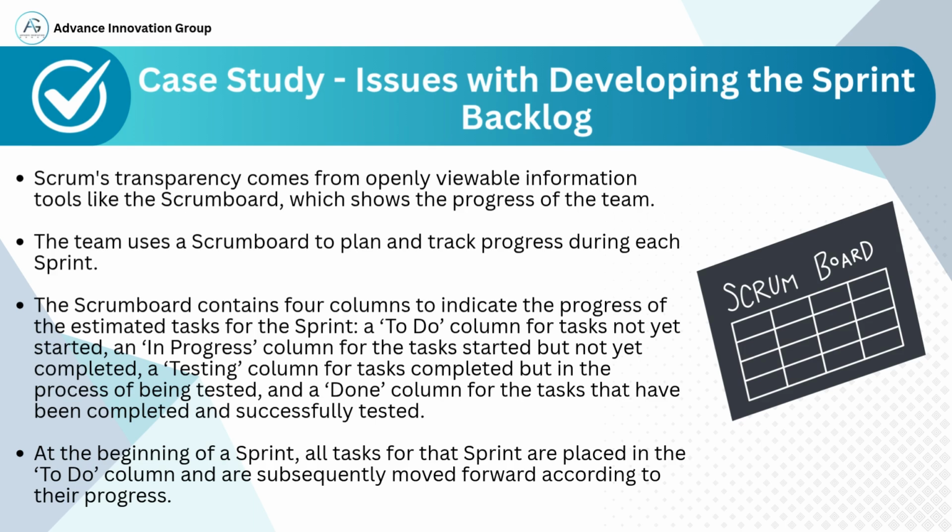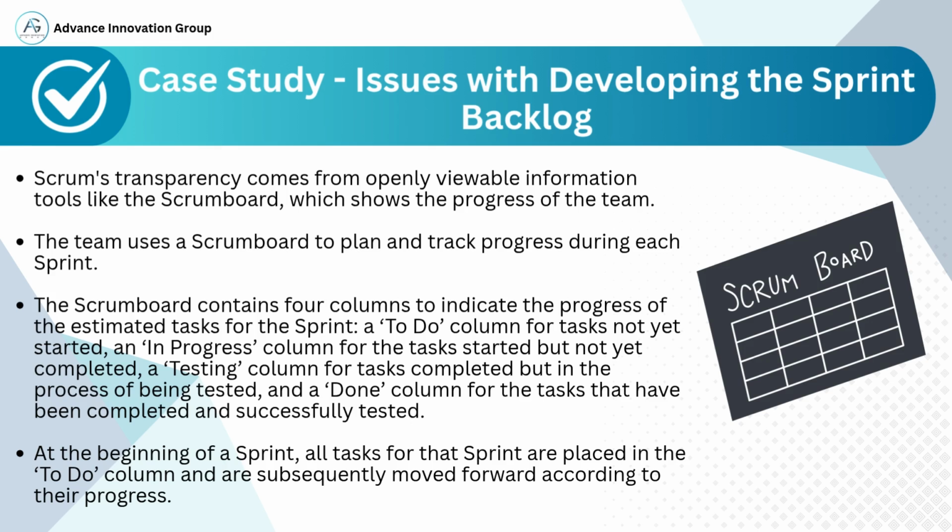2. In Progress. As the team begins work on tasks, they are moved into this column. 3. Testing. Once the task is complete but undergoing testing or validation, it is moved here. 4. Done. Tasks that are completed and have successfully passed testing are placed here. As work progresses, tasks flow from left to right.